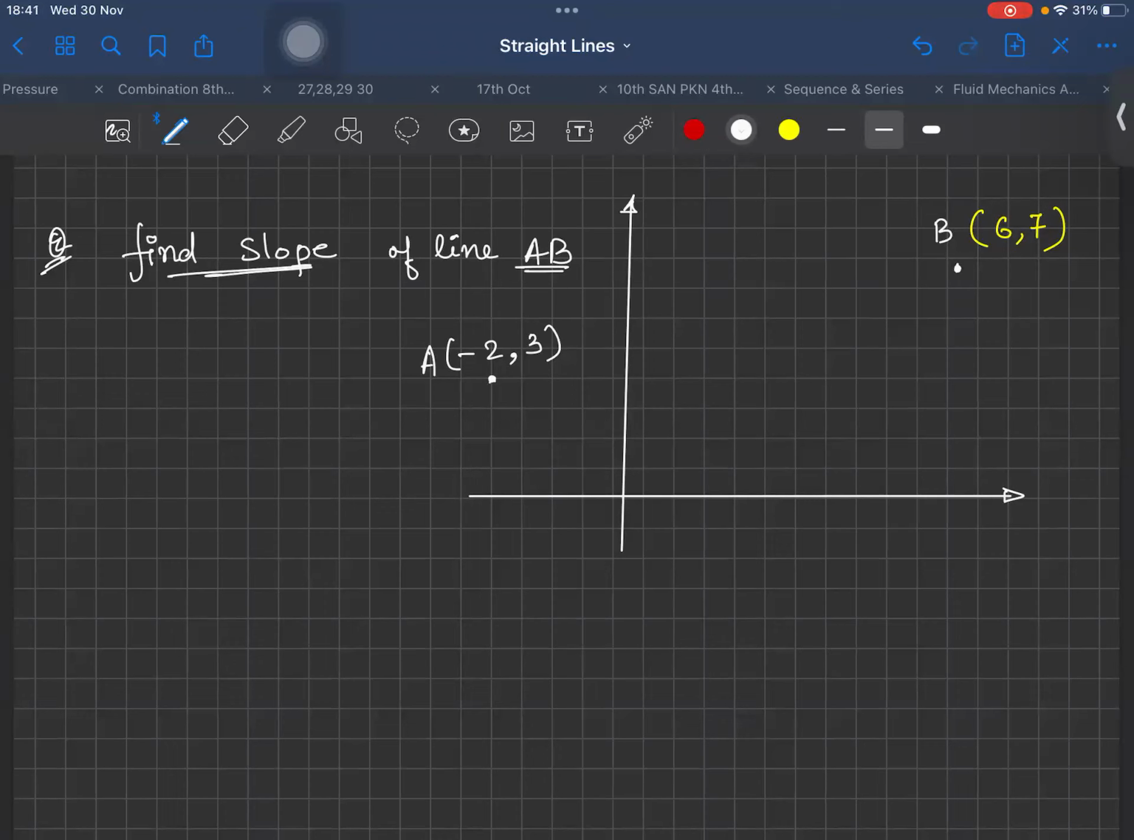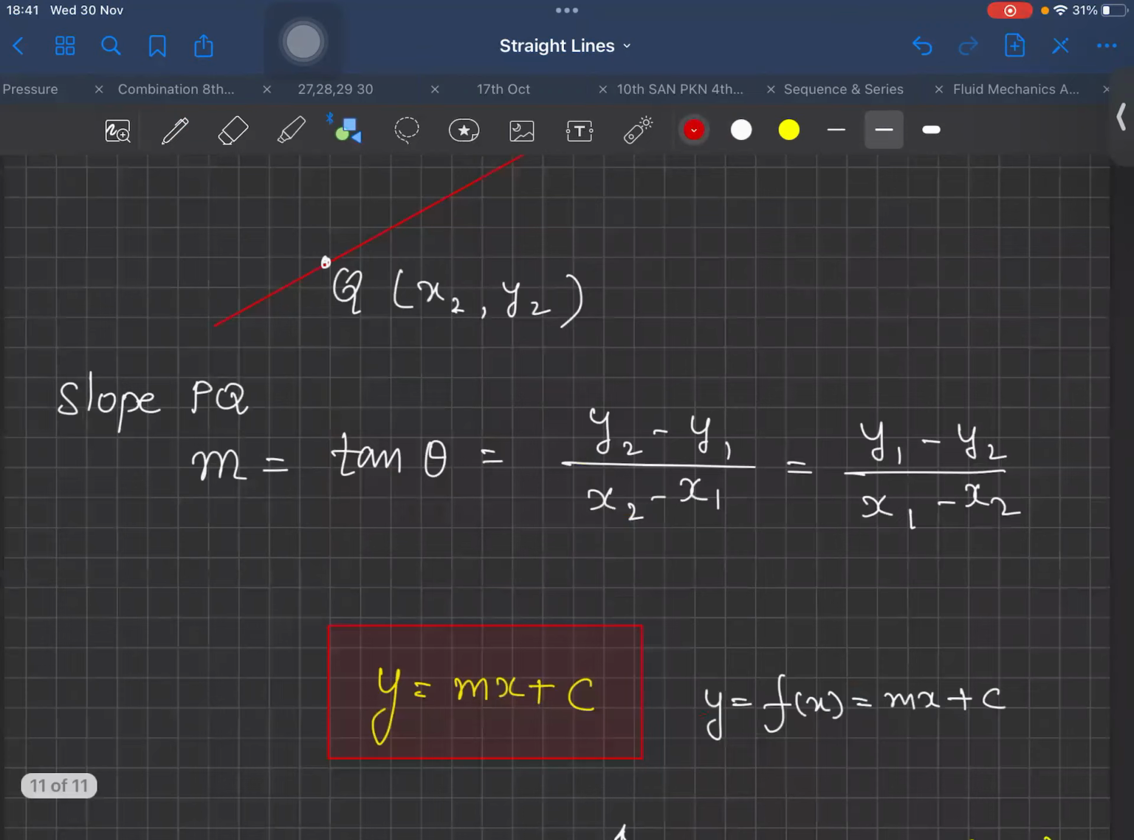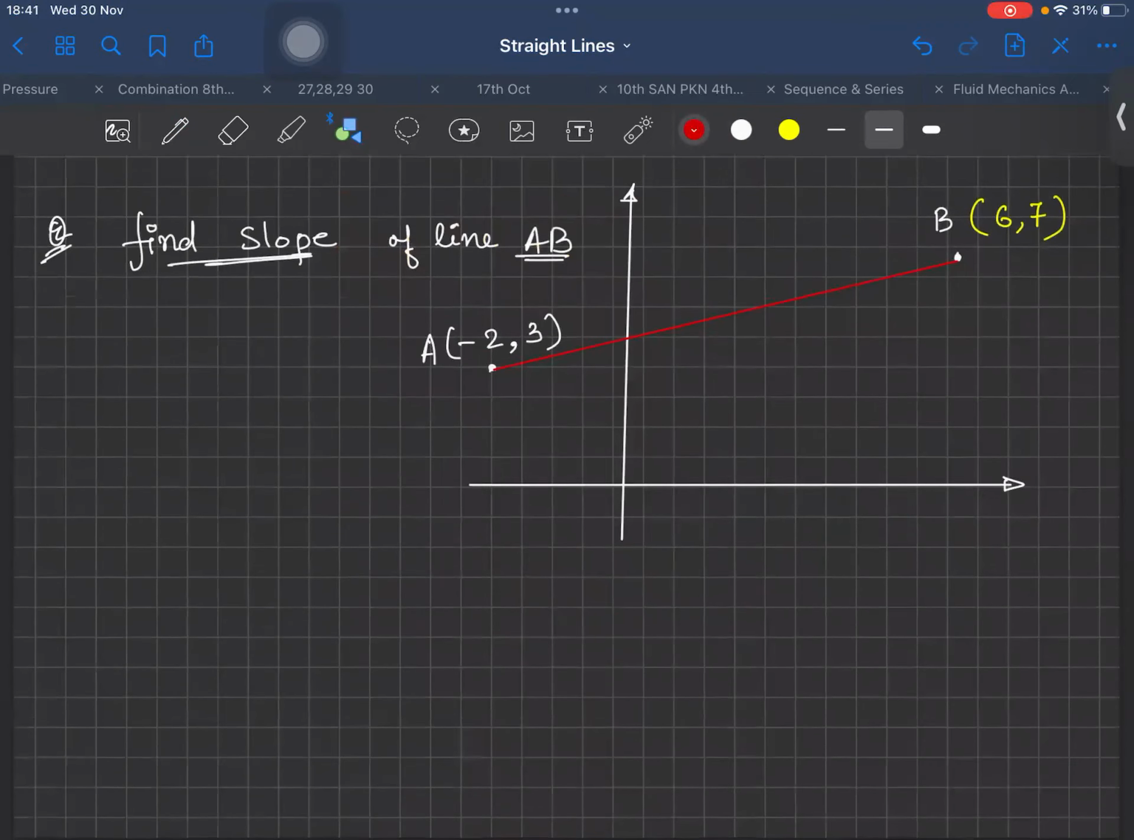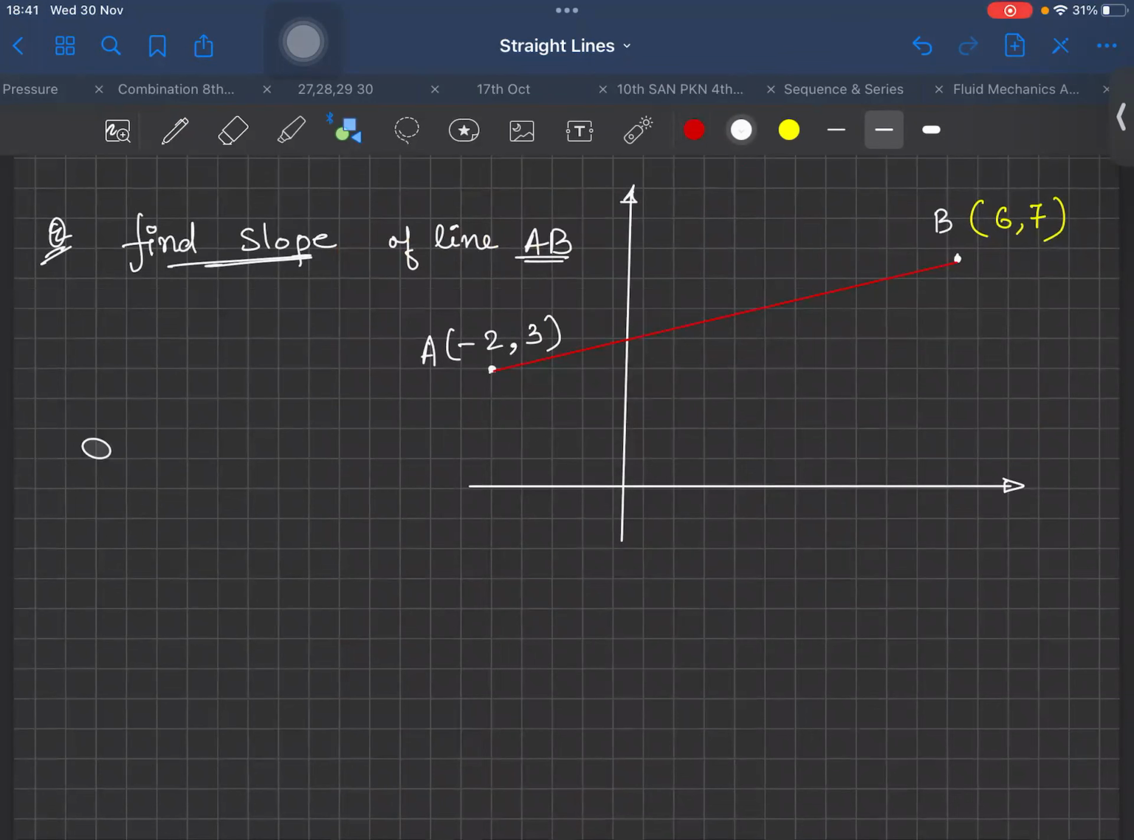See, line AB means what? If you just join this point, you need only 2 points to have a line, right? With 2 points, we can make a line, isn't it? So you need to find the slope of this line. How do you find the slope? We studied yesterday. See, m is the slope of line. M is equal to y2 minus y1 upon x2 minus x1.